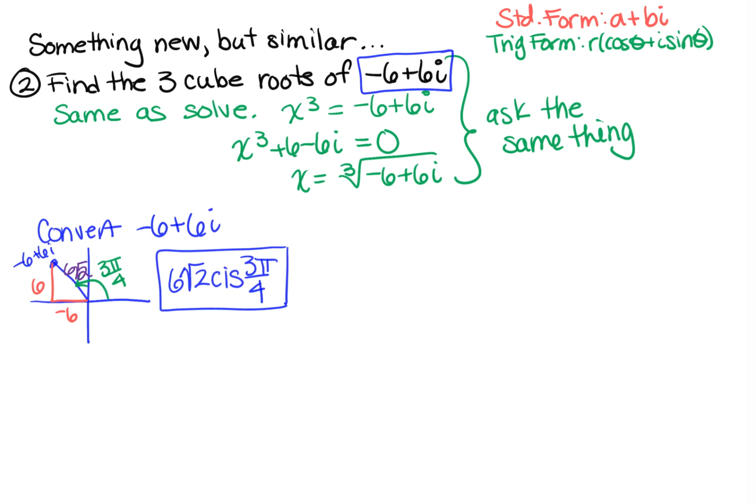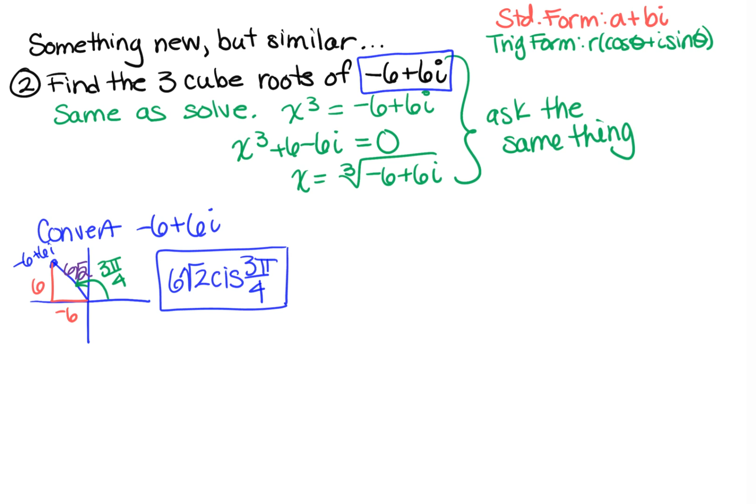All right, so you should have found that negative 6 plus 6i is equal to 6 square root of 2 cis 3 pi over 4. You can see in my diagram when I graph the coordinate representation of the complex number, I have an angle in quadrant 2, and therefore I end up with 3 pi over 4 as my angle.